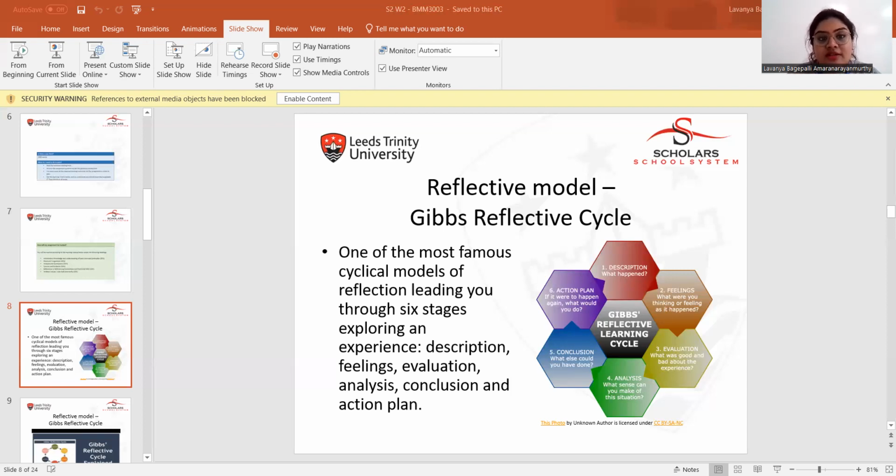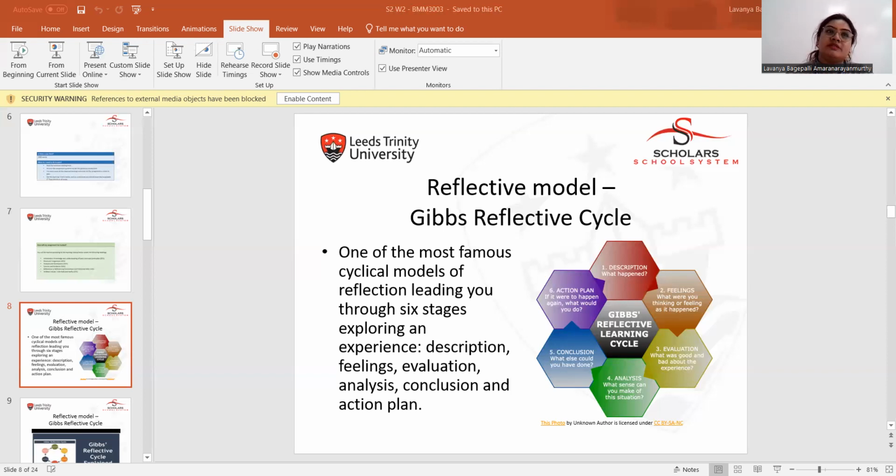The helpful questions under analysis are: why did things go well, or why didn't they go well? What sense can I make of the situation? And you can also include questions like: what knowledge, of yourself or others, can help in the situation. Yes, that is all about analysis. So basically, you should extract the meaning out of what worked well and what did not work well. And the next stage is all about conclusion.